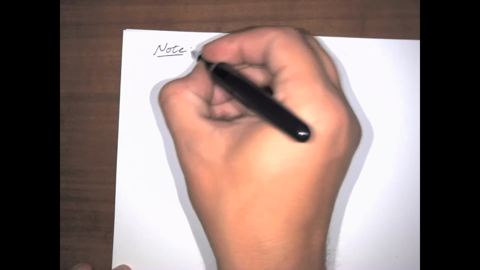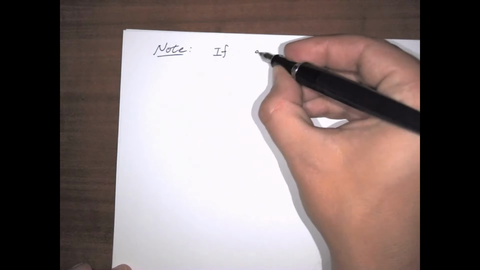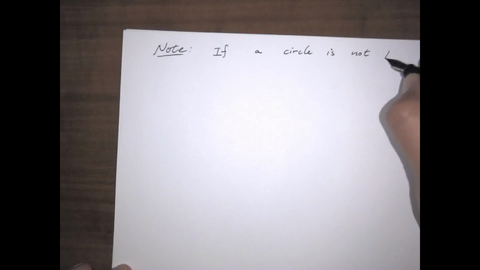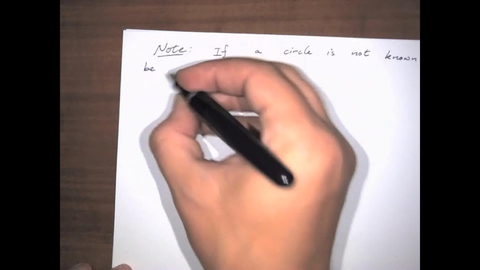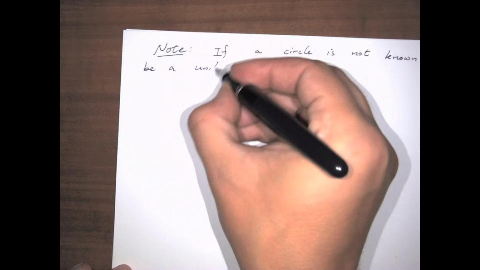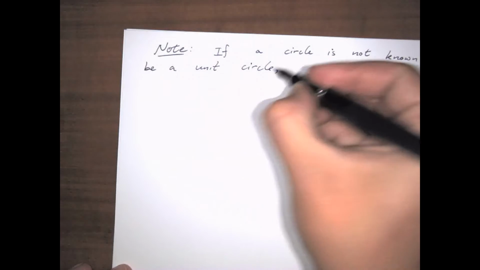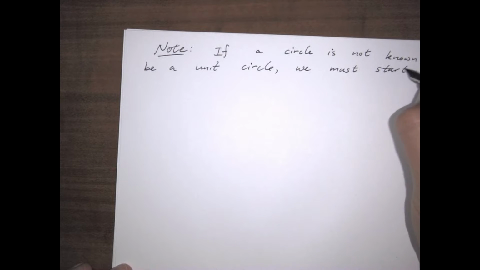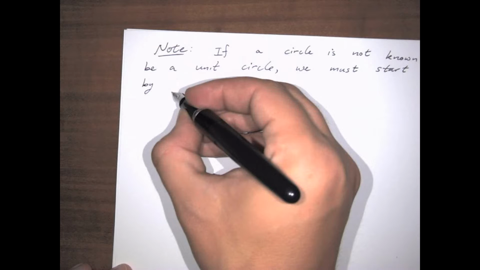All right, case 2. What if it is not necessarily a unit circle? So note, if a circle is not known to be a unit circle, we must start by finding its radius.